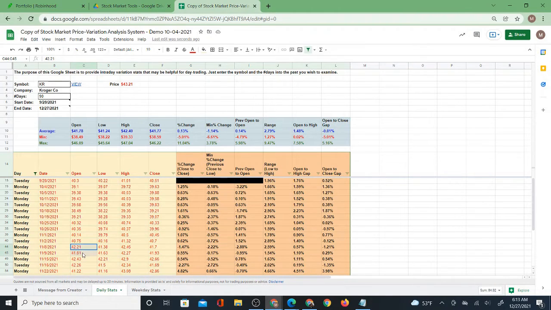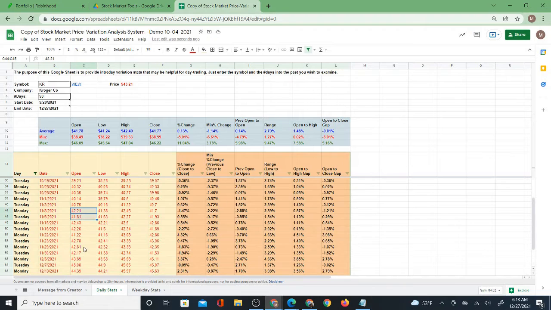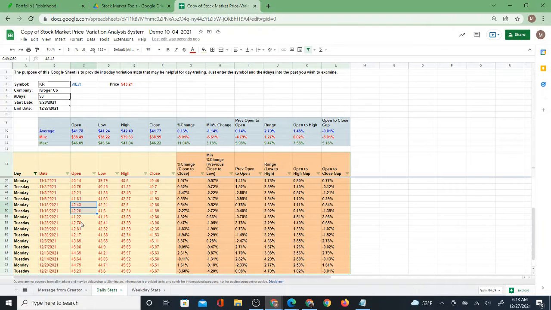I see 42.21 to 41.81. So here it went down. Right, so it's not perfect. I mean, it's not going to do it every single time. The question is, does it do it most of the time? And that's what I'm really looking for. So I do see that it does it. It appears to be doing it most of the time.